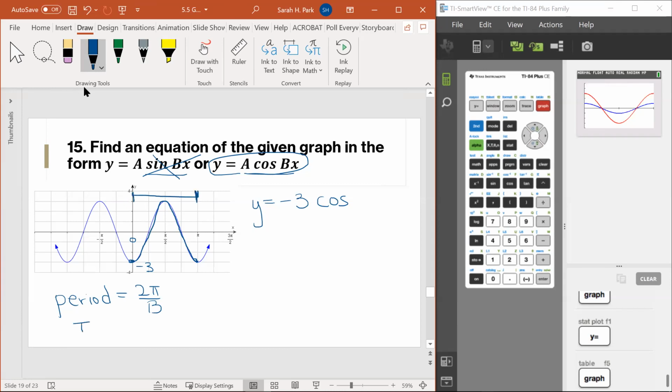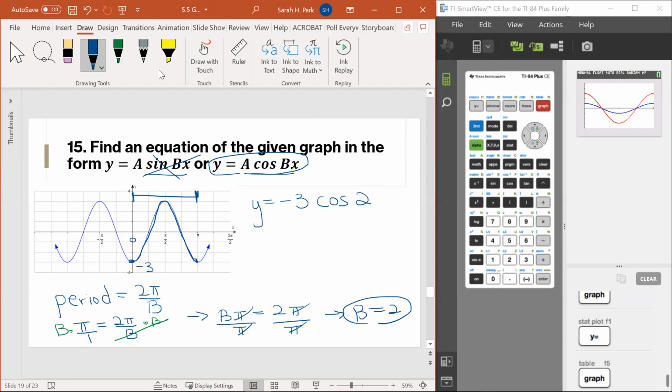So if my period is pi, I set it up as pi equals 2 pi over B. To solve for B, I'm just going to make that pi a 1, and we can multiply both sides by B to cancel B out. That will give us B pi is equal to 2 pi. Divide both sides by pi, and that gives us B is equal to 2. So here, I'm going to write -3 cosine of 2x.